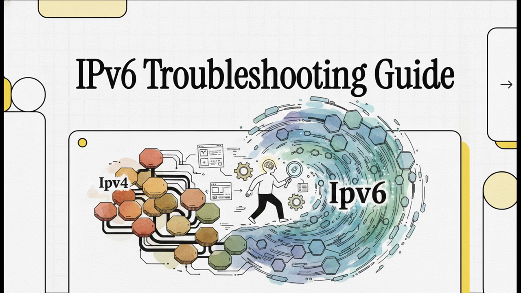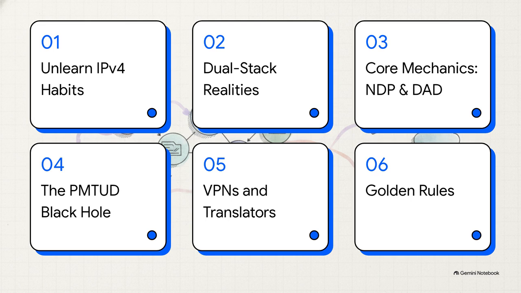We're strictly focusing on Chapter 8 today, so we're going to completely shift our troubleshooting mindset from the comfortable, familiar world of IPv4 into the actual realities of IPv6. Here's our roadmap for this chapter. We'll be hitting 6 key areas: unlearning IPv4 muscle memory, dual-stack network realities, core mechanics like NDP and DAD, the PMTUD black hole, navigating VPNs and translators, and finally some IPv6 troubleshooting golden rules.